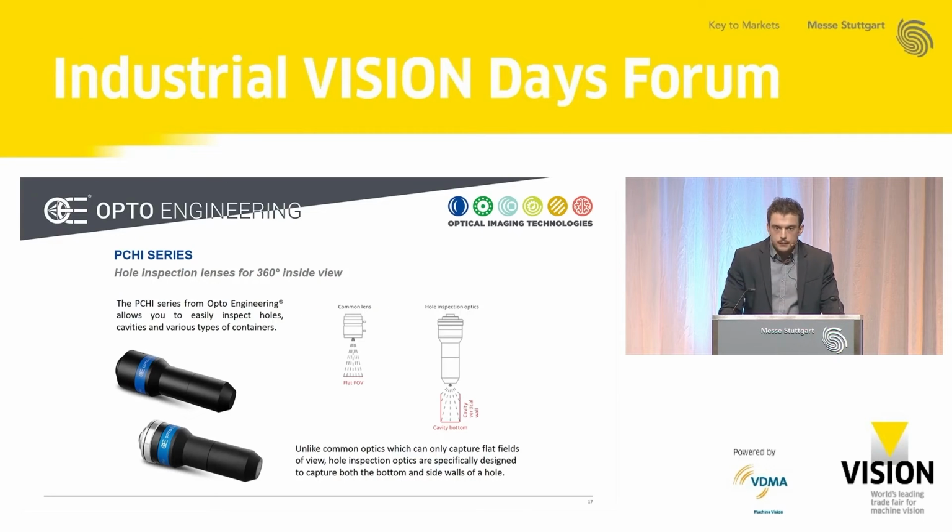There is also a second type of inner inspection lenses represented by our PCHI series. In this case, the approach is slightly different because these optics are designed to acquire a curved field of view, as you can see in the scheme on the right side of the slide. So instead of acquiring a flat field of view, as standard optics do, they acquire a curved one, allowing you to inspect the bottom and inner sides of the cavities without introducing the lens in this case.